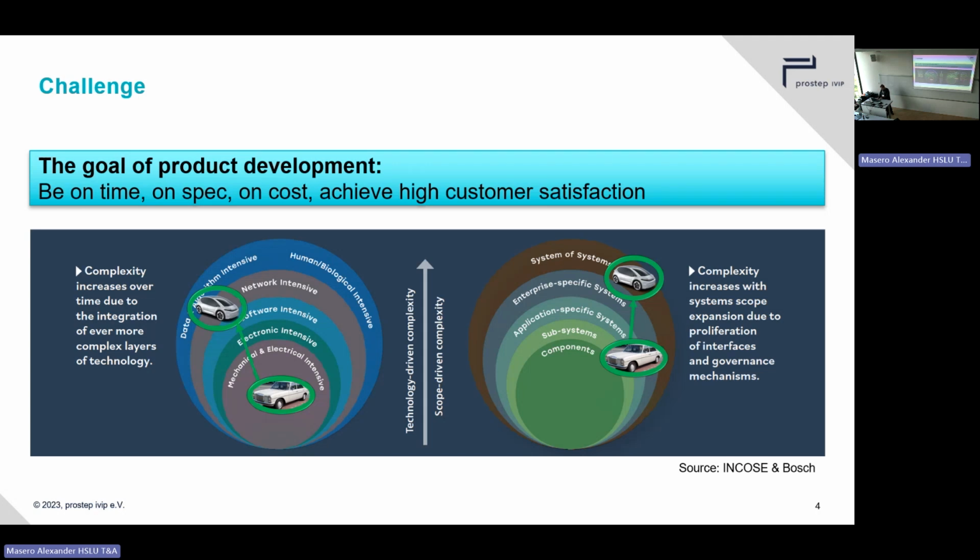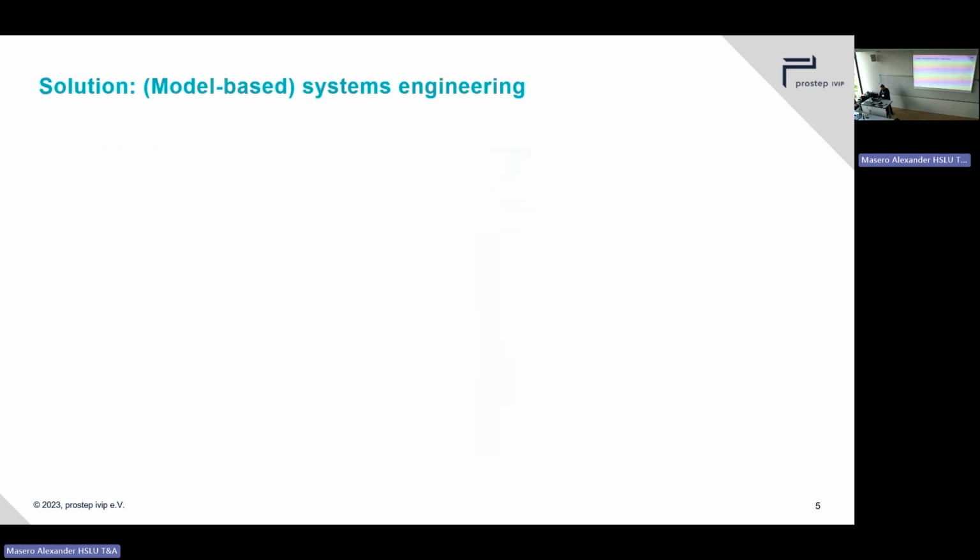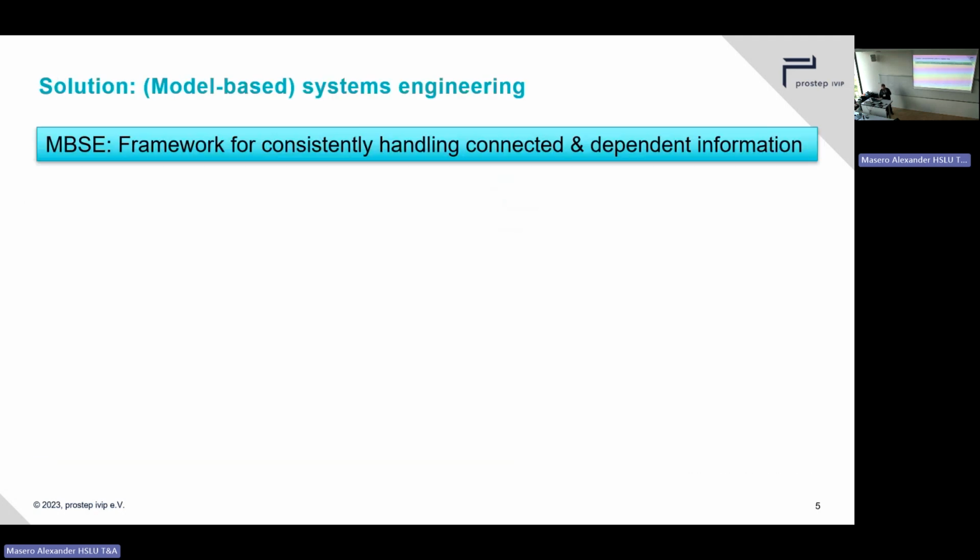And this is exactly where model-based systems engineering comes in. MBSE defines itself as a framework to deal with product complexity, meaning that it proposes a framework to enable you to handle a large volume of connected and interdependent information. And at the heart of model-based systems engineering is the system architecture model.